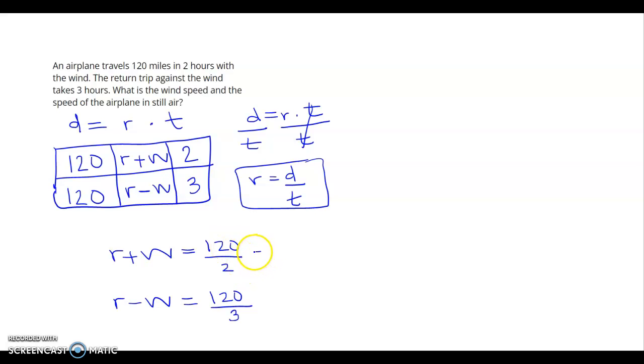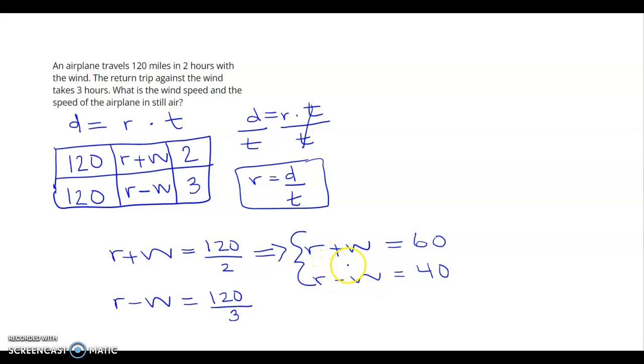Let's see if we can simplify those. So that's going to become r plus w equals 120 divided by 2, which is just going to be 60. And then we have r minus w equals 120 divided by 3, which is going to give us 40. And so this might look familiar, kind of what we've been doing this whole chapter. We've got another system of equations.